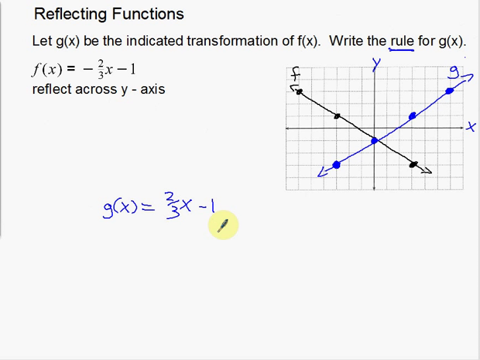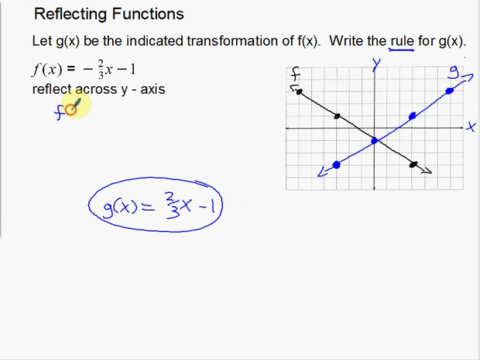Now compare that to what our original equation was. Looks like the only thing that changed was our slope. The negative 1 for the y-intercept stayed the same, as you can see right here. Now that actually gives us a little bit of a hint of what we're going to do for the notation. So that's one way to figure out what the rule is. Now the second way is to use your notation to figure it out.